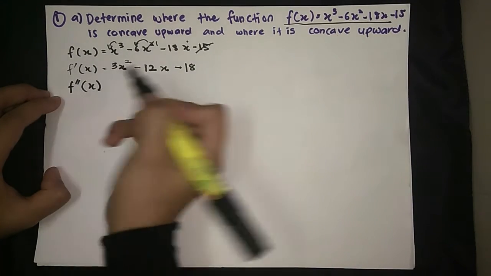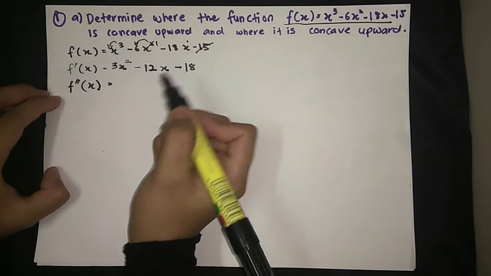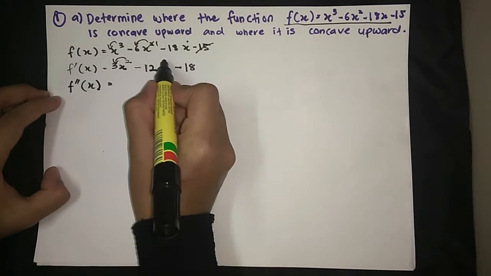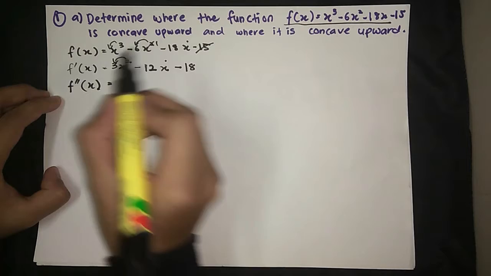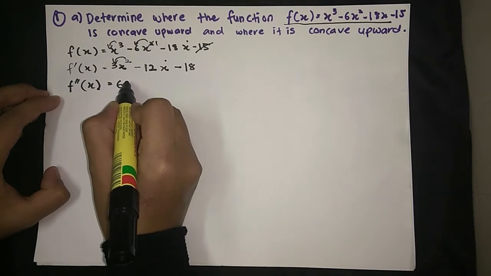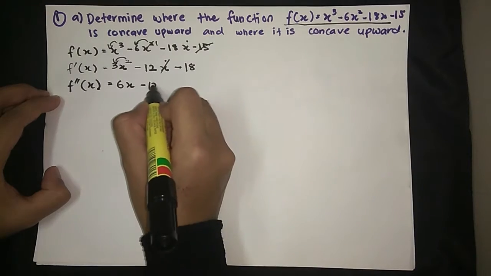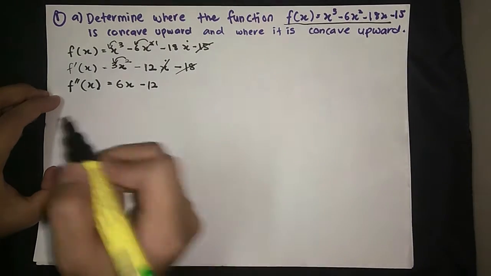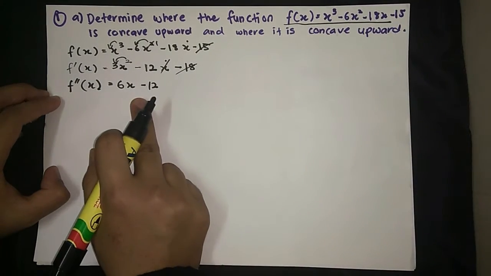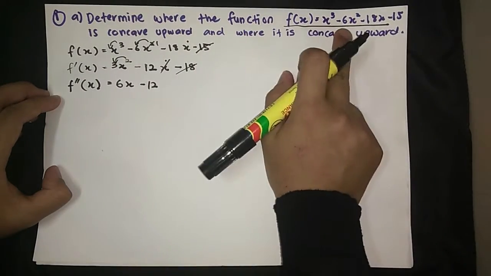Now we want to make the second derivative. Do the same way. Alright, so 6x minus 12, and the 18 disappears. So yeah, we're done.